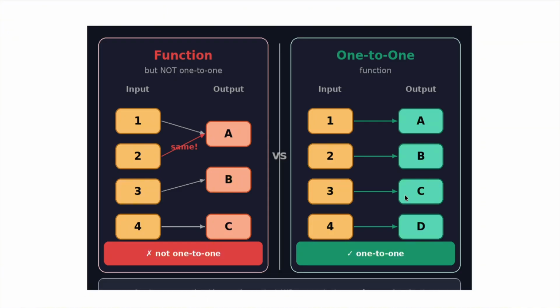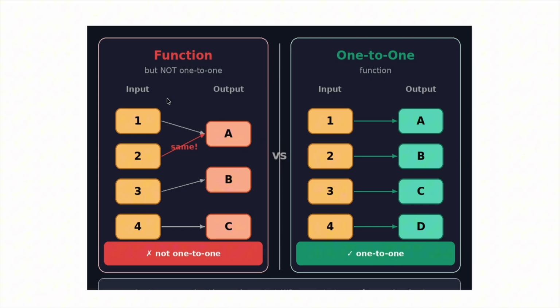Let's take a look at the graph on the right. So for this function, input 1 gives output A, input 2 gives output B, input 3 gives output C, and input 4 gives output D. Every output has only one input, so this is a one-to-one function.